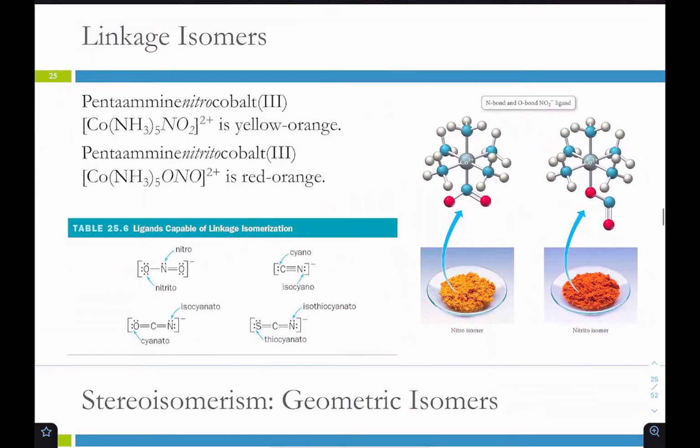And like I said, that has implications. We're going to talk about this today. But implications for how the d orbitals get impacted by the electronic interactions from that either oxygen or nitrogen. They interact differently, and that causes a different color to be formed from those compounds.